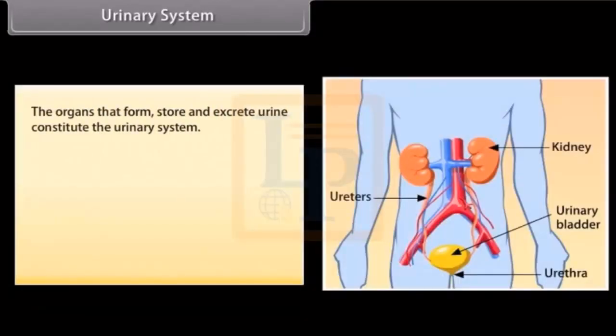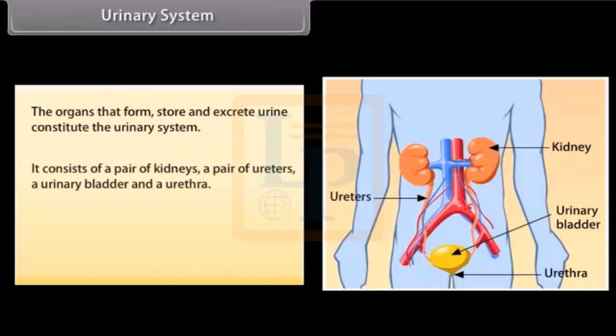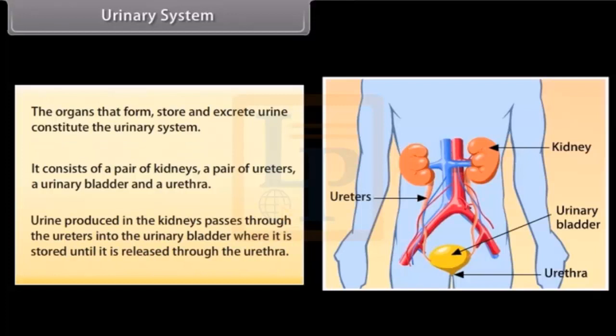Urinary system. The organs that form, store, and excrete urine constitute the urinary system. It consists of a pair of kidneys, a pair of ureters, a urinary bladder, and a urethra. Urine produced in the kidneys passes through the ureters into the urinary bladder, where it is stored until it is released through the urethra.